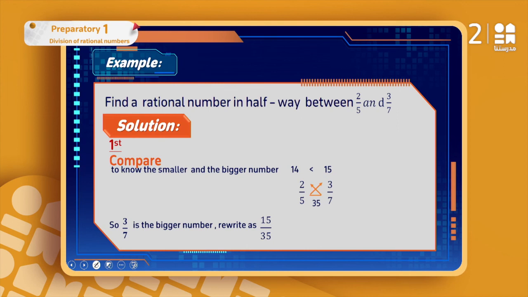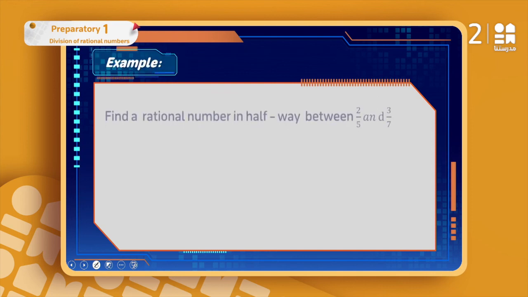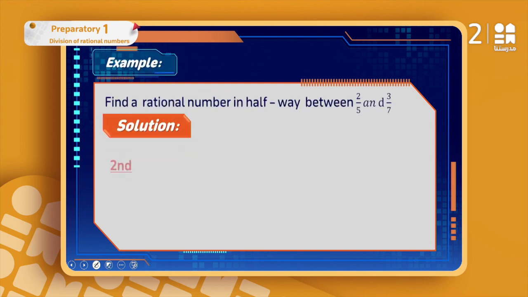So the bigger one is 3 over 7 because 14 is less than 15. We can rewrite it as 15 over 35. Why? Because the denominator, we multiplied 5 and 7. So it's 15 over 35. This is the first step. The second one: find the distance between the two numbers.